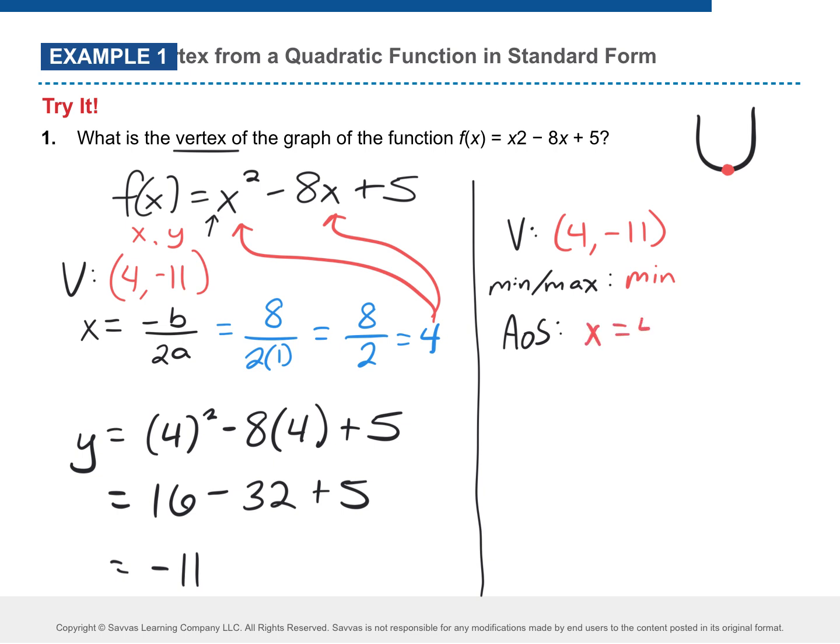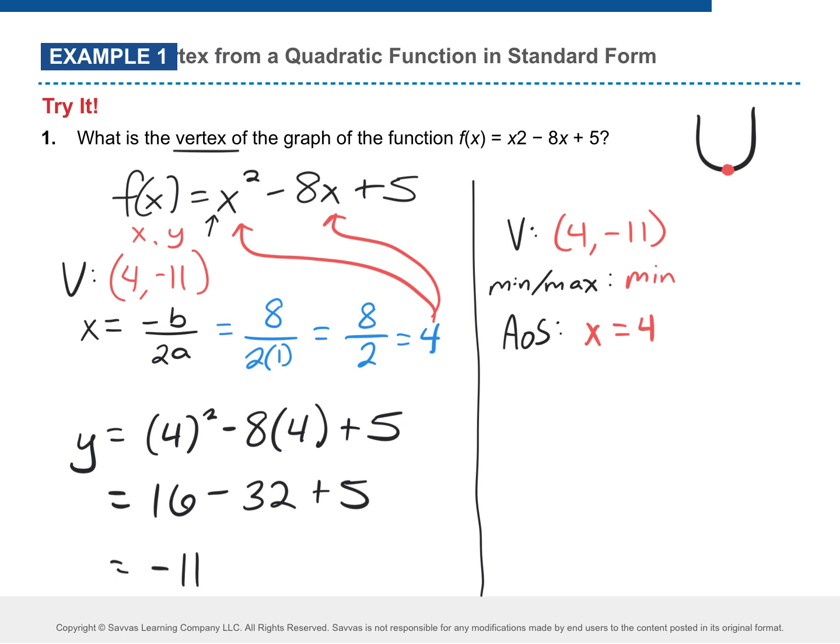X equals 4. Where did you get that 4 from? That's the X value, right? So your axis of symmetry, you're always going to write your answer as X equals whatever the X value is. So in this case, it's X equals 4.